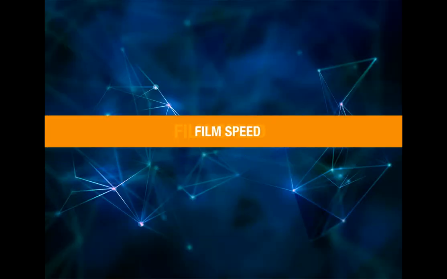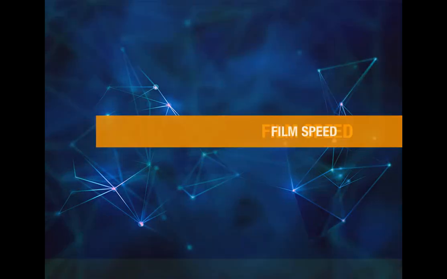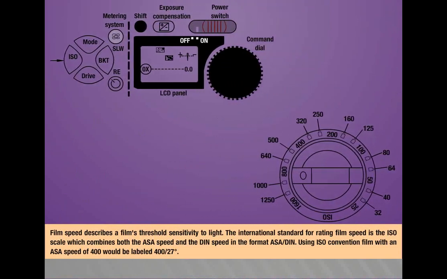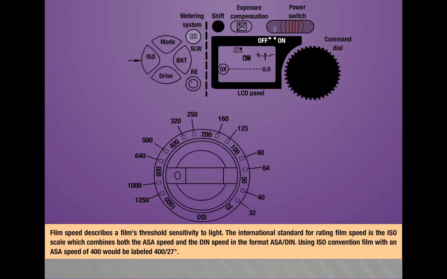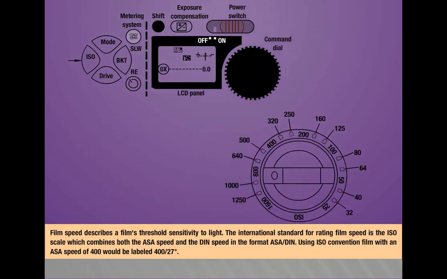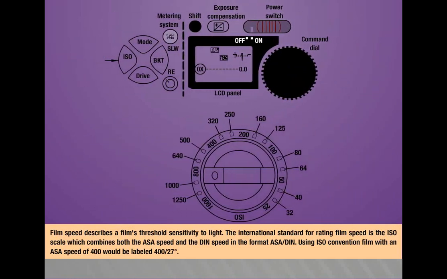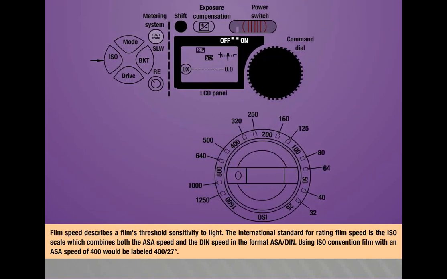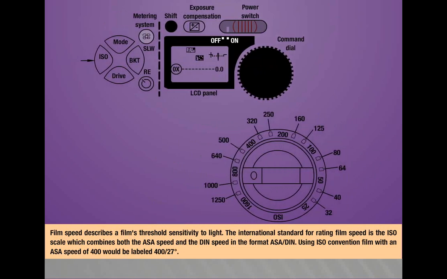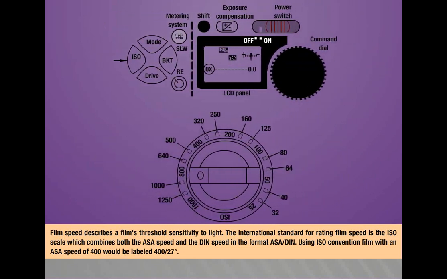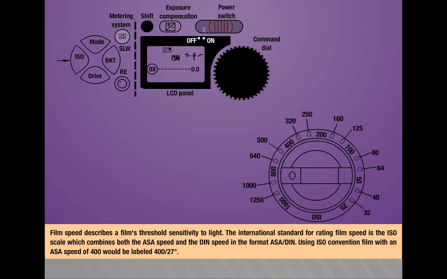Film speed. In this video, we are going to see about film speed. Film speed describes a film's threshold sensitivity to light. The international standard for rating film speed is the ISO scale, which combines both the ASA speed and the DIN speed in the format ASA/DIN. Using ISO convention, film with an ASA speed of 400 would be labeled 400/27°.